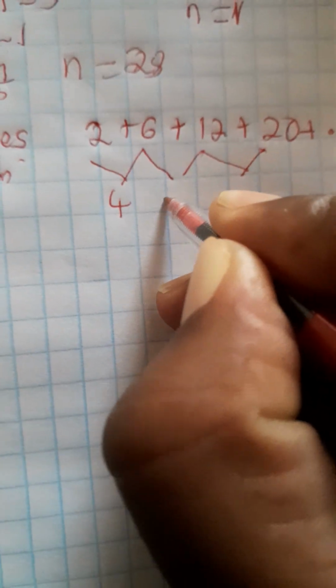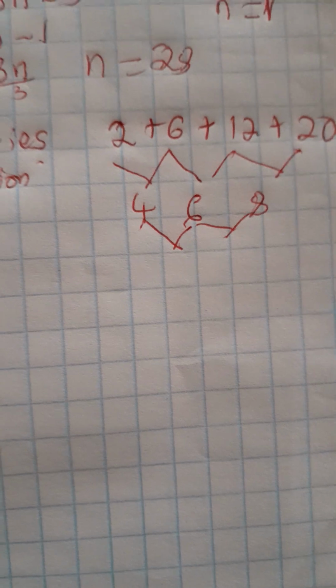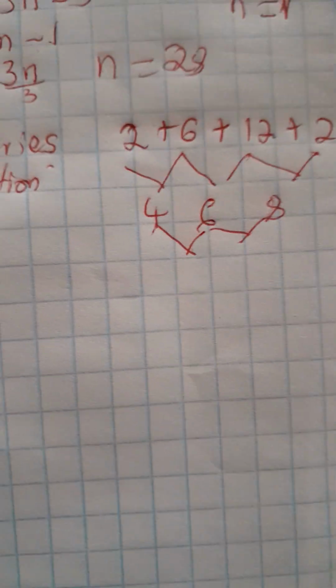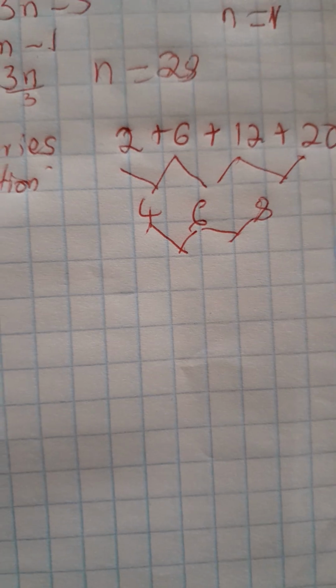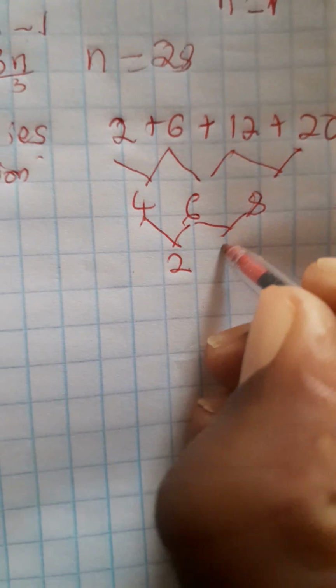Let's check. 6 minus 2 is 4, and 12 minus 6 is 6. What is 20 minus 12? Definitely that's 8. So definitely this is a quadratic. There's a first difference, then there's a second difference. We have 6 minus 4, which is 2, and 8 minus 6, which is 2. So the second difference is 2a. We have the first difference as 3a plus b, and the first term as a plus b plus c. So we need to look for the general term.